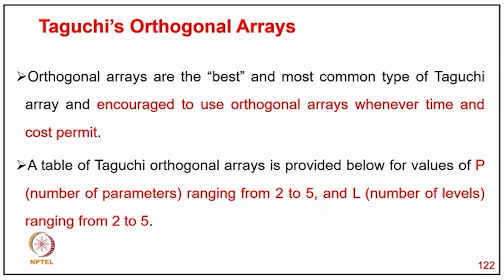Orthogonal arrays are the best and most common type of Taguchi array, and one is encouraged to use an orthogonal array whenever time and cost permit. A table of Taguchi orthogonal arrays is provided below for the number of parameters p ranging from 2 to 5 and the number of levels L ranging from 2 to 5.